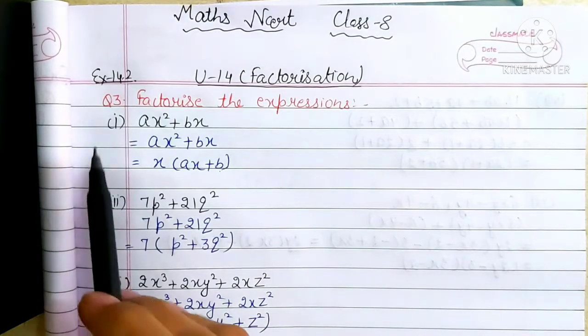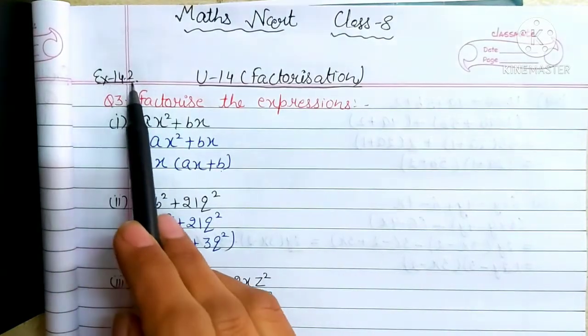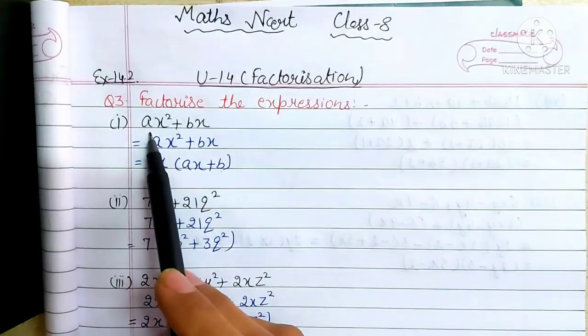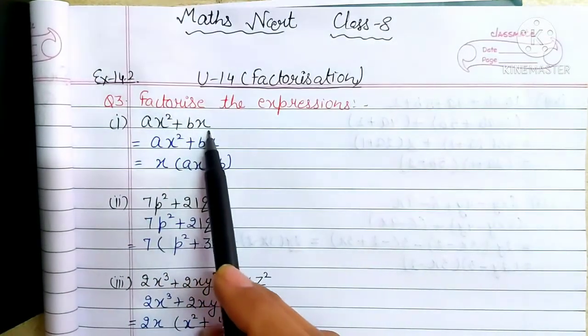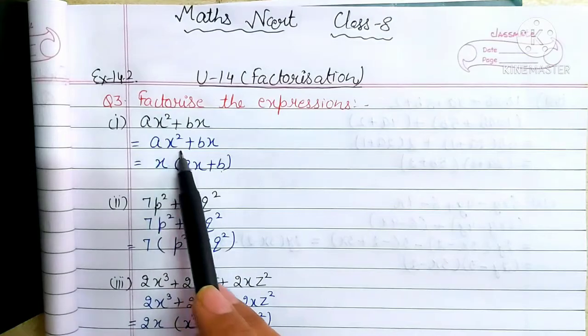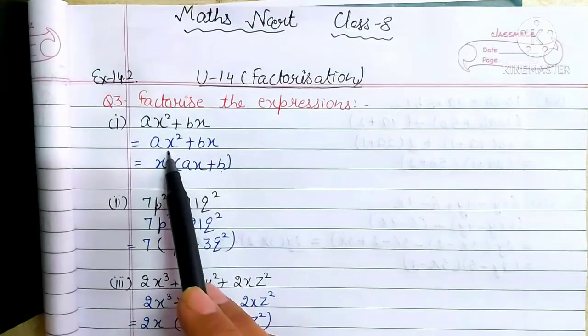Hello dear students, now we are going to do question number 3 of exercise 14.2, that is factorize the expressions. And the first expression is ax square plus bx. Now here we can factorize it by taking common factor out. So here what is the common factor? X is the common factor.